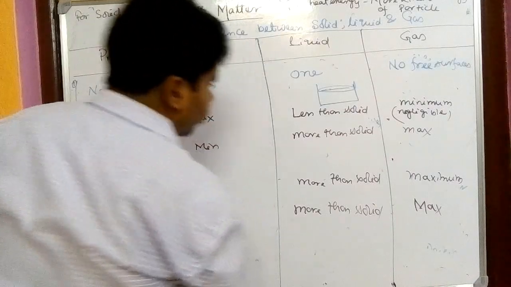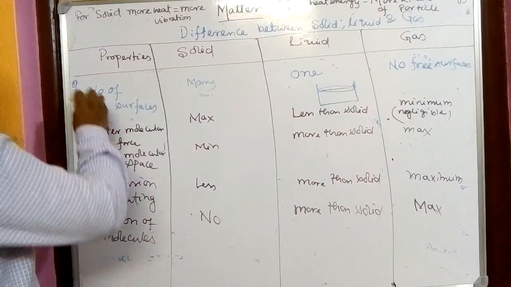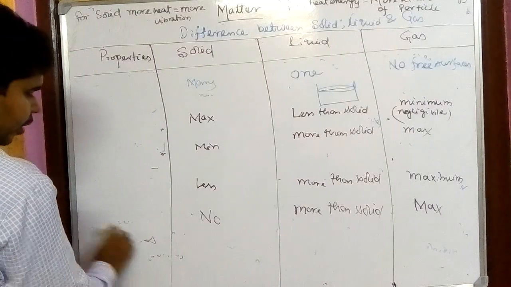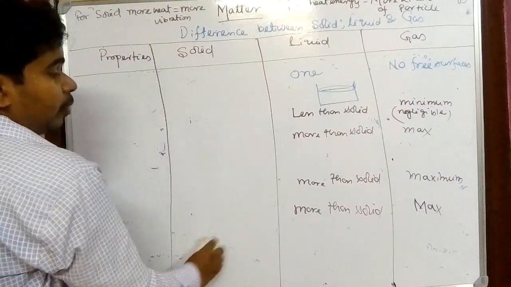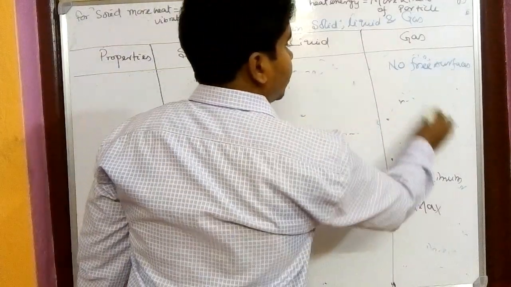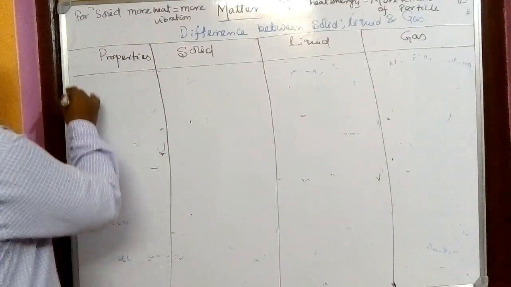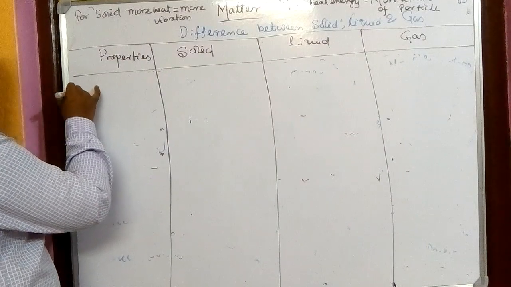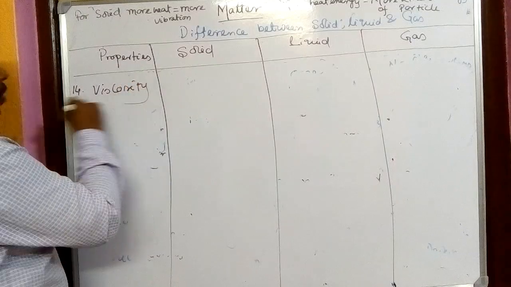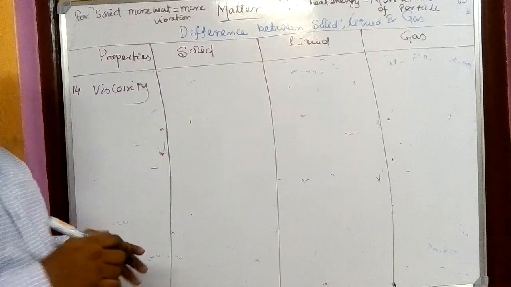Last two properties we have to discuss, and then this part will be over. Let's see what the two properties are. If you are not able to write it down or not able to understand, then pause the video here, see it again and again, then you will understand. Last two properties. Number, I think it is 14. Viscosity. What is viscosity? It's a very hard topic.